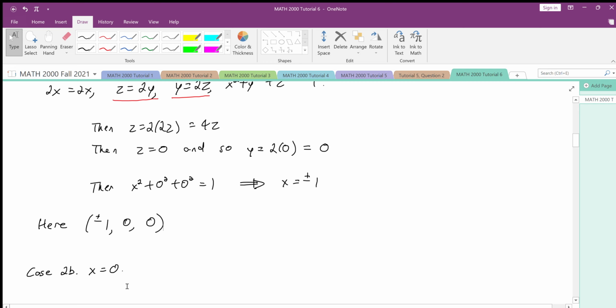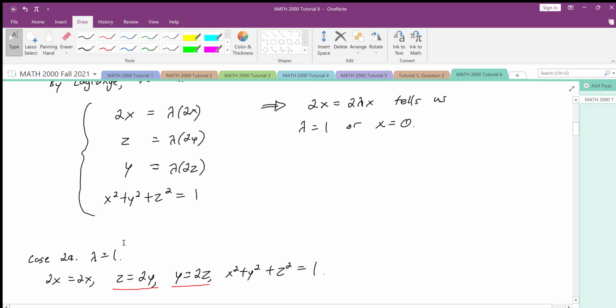Case 2b is when x is equal to 0. So if x is equal to 0, let's look back up here again. We have 4 constraints, and x is 0, so the first equation is nothing. The second and third equations stay the same, and the fourth equation simplifies to y squared plus z squared equals 1.